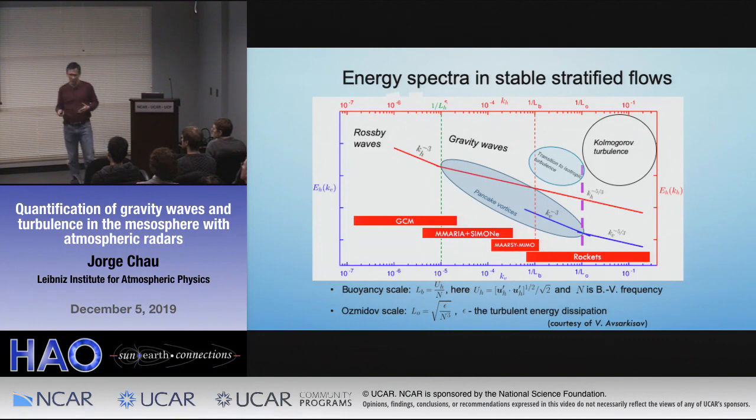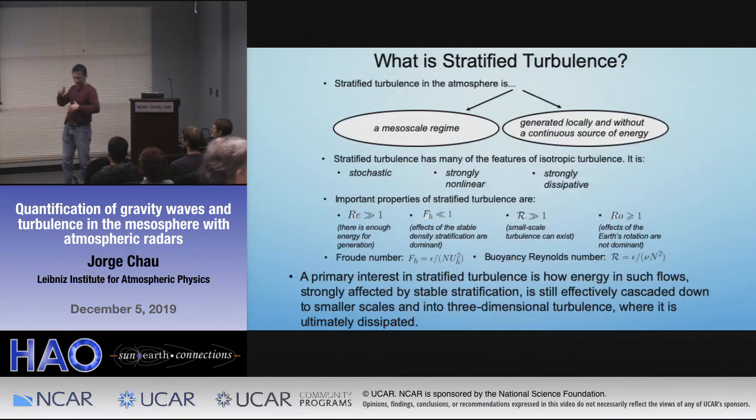I will discuss these two systems. I said stable stratified flows, and I will show a slide from my colleague Victor. Just for those that are not into stratified turbulence, what do we mean by stratified turbulence? It's a mesoscale regime, and it's generated locally and without a continuous source of energy. That is the basic. It looks like isotropic turbulence, in the sense that it's stochastic, strongly nonlinear, and strongly dissipative.